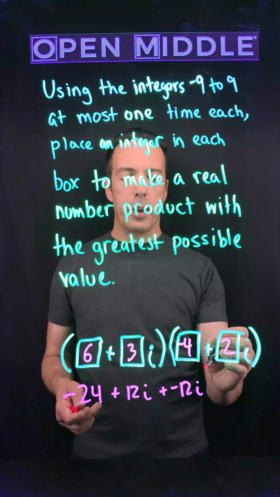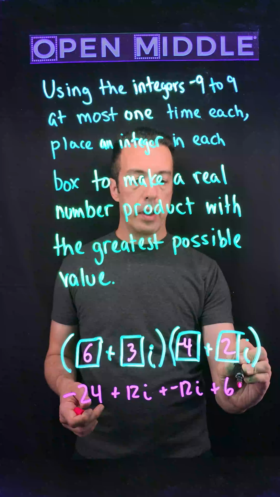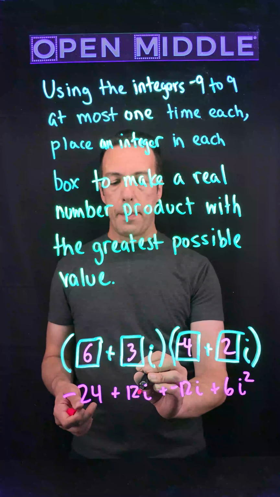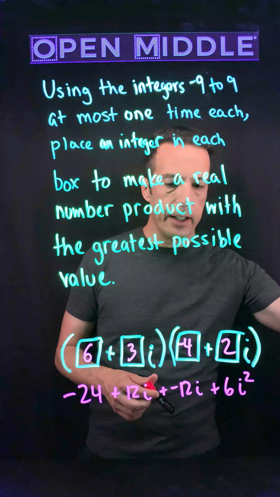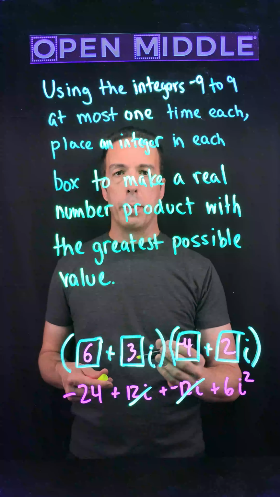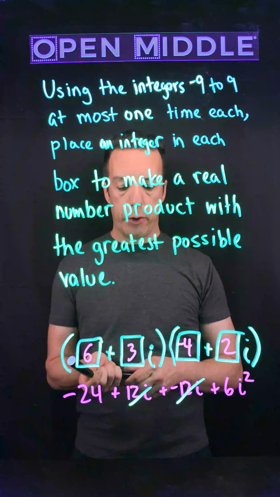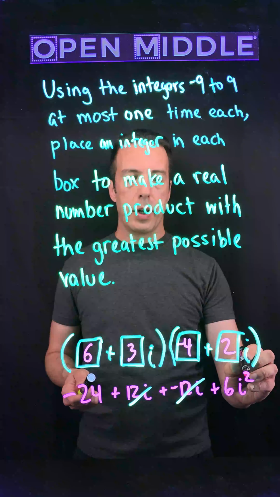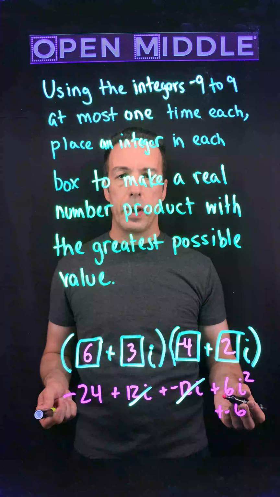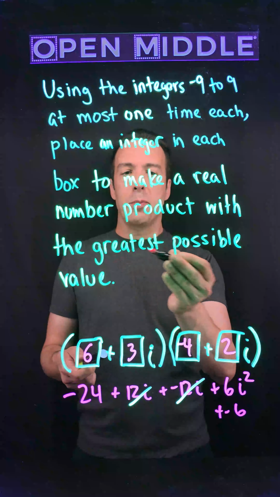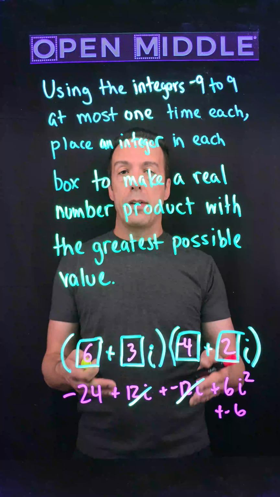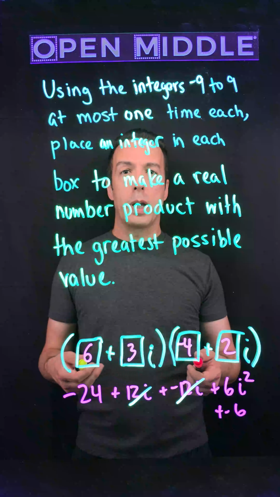And then we can't forget about this. We have plus 6i squared. Okay. So at this point, these, I guess we could pick a different color, are going to become a zero pair. And then this right here becomes 6 times -1, so we get plus -6, and this is going to be a value of -30. So that's not great in terms of the greatest possible value, but it begs the question, we can clearly have a real number product, but then what do we actually do here?